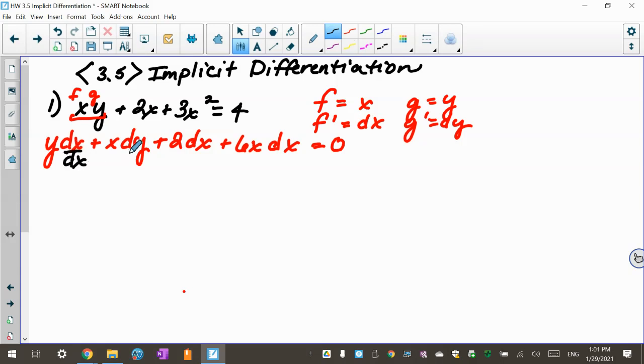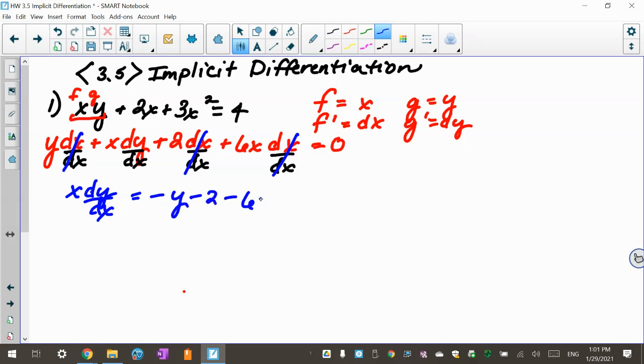So what we're going to do now is go through, because we're solving for dy dx, let's go through and divide through by dx. And you'll notice there's a lot of dx's here. And so this is going to cancel, make a 1, make a 1. So I'm basically going to leave x dy dx here on the left. And then I'm going to move everything over to the right. And when I do, it's going to change all their signs. Okay, so I'm going to have a negative y, a negative 2, and a minus 6x. And then I'm going to divide by x. So I have dy over dx, or my derivative, is negative y minus 2 minus 6x all over x.